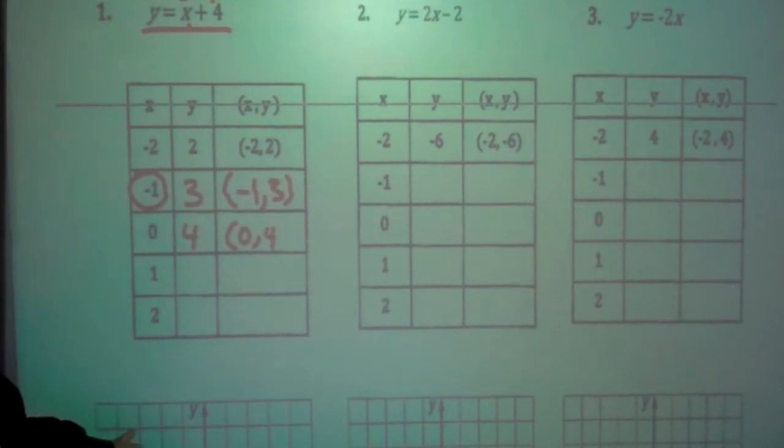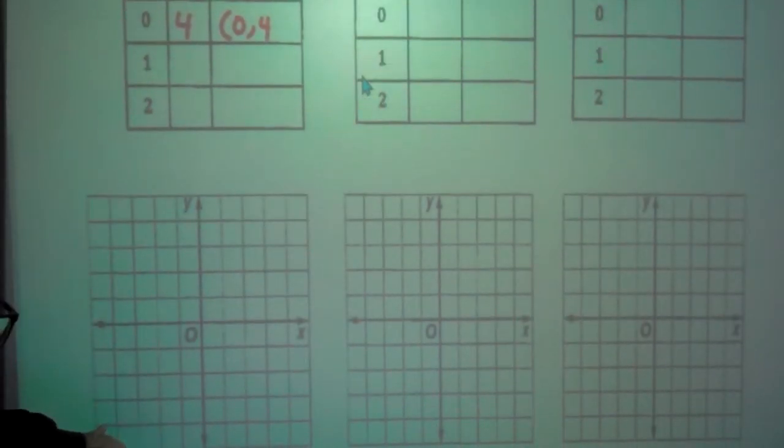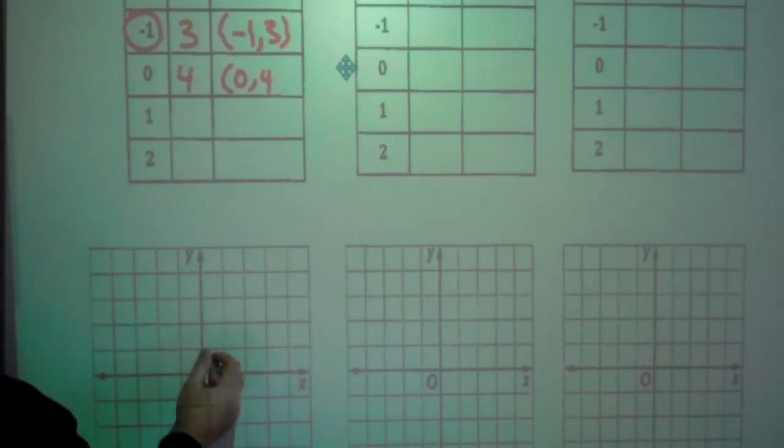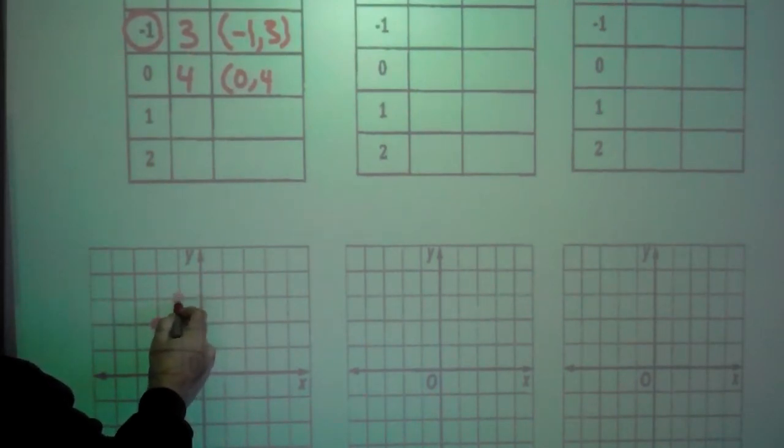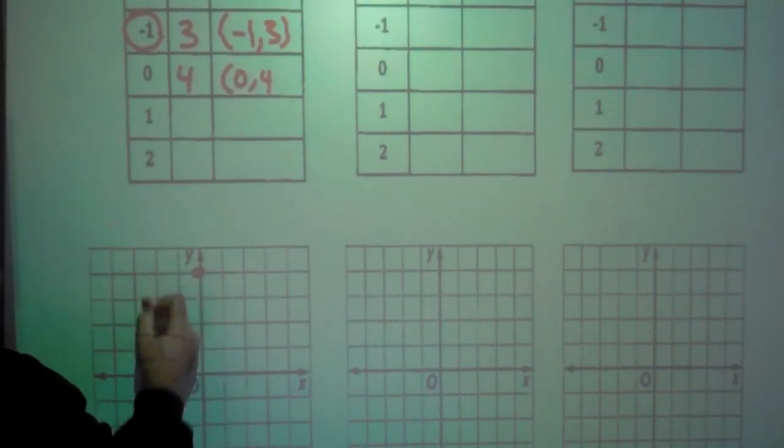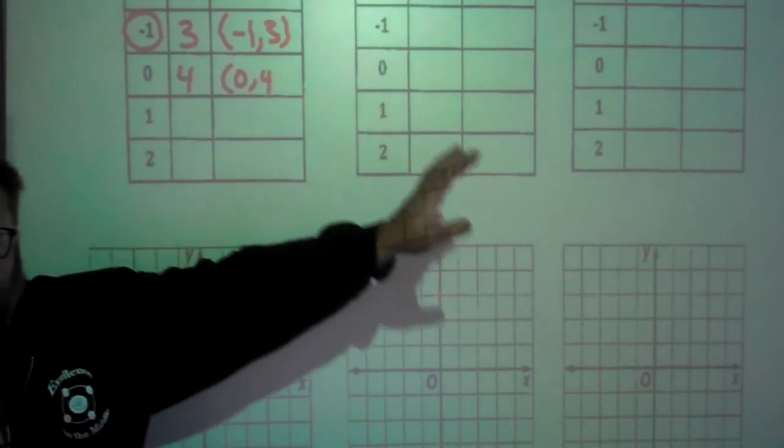And then down at the bottom, I'm going to graph these. Negative 2, 2. Negative 1, 3. 0, 4. So the rest of it is up to you.